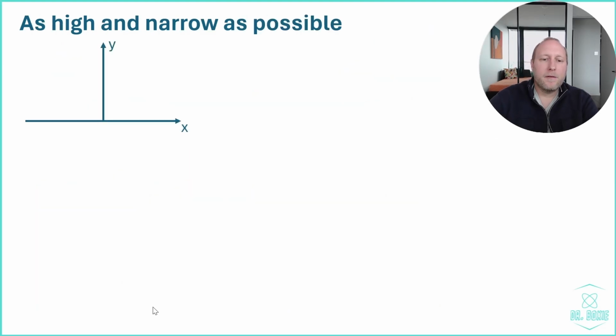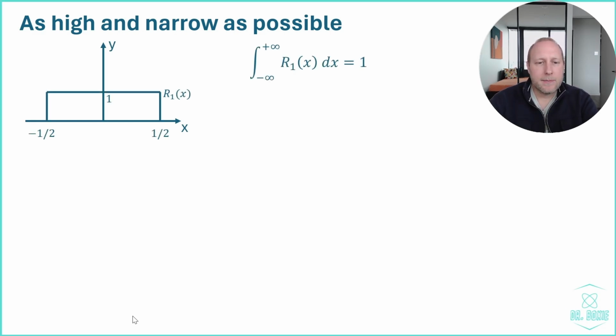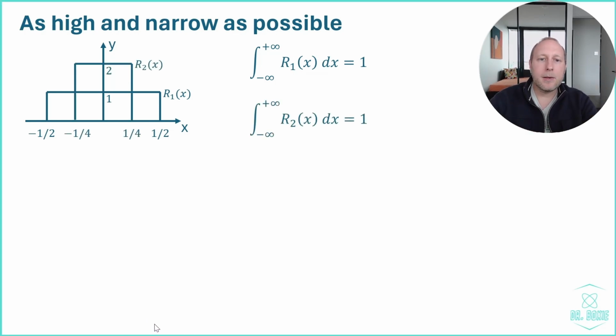We first look at the following function. I define r1 of x as a function that is 0 outside of the interval negative 1/2 to 1/2, and within that interval it's simply constantly 1. So we get a rectangle, and the integral of this function r1 of x is the area of that rectangle, which is its width times its height. Its height is 1 and its width is 1, so its area is 1. Now what I will do is make the rectangle narrower but at the same time higher. So I will double its height but halve its width. And I get a new function r2 of x, which has a height of 2, a width of 1/2 going from -1/4 to +1/4, and outside of that interval it is 0. And its area remains 1.